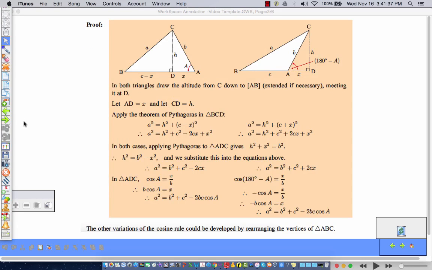Very nice proof here. It is in our textbook. It's fairly easy to follow. I encourage you to pause here and read through it. Of course, we will talk about it in class as well. We will go through it, but I think it's a good idea for you to go through it.